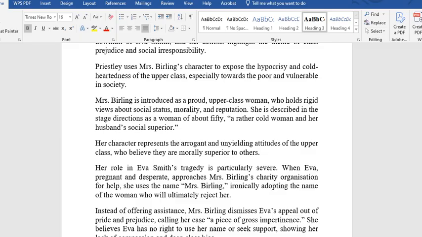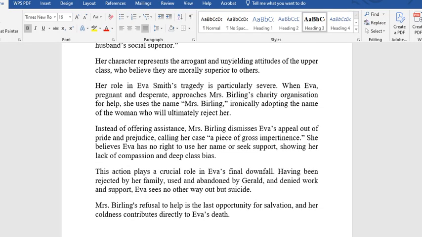Her character represents the arrogant and unyielding attitudes of the upper class, who believe they are morally superior to others. Her role in Eva Smith's tragedy is particularly severe. When Eva, pregnant and desperate, approaches Mrs. Birling's charity organization for help, she uses the name Mrs. Birling, ironically adopting the name of the woman who will ultimately reject her. You know, Eva uses that name because Mrs. Birling's son is the father of the baby in her womb. Instead of offering assistance, Mrs. Birling dismisses Eva's appeal out of pride and prejudice, calling her case a piece of gross impertinence. She believes Eva has no right to use her name or seek support, showing her lack of compassion and deep class bias.